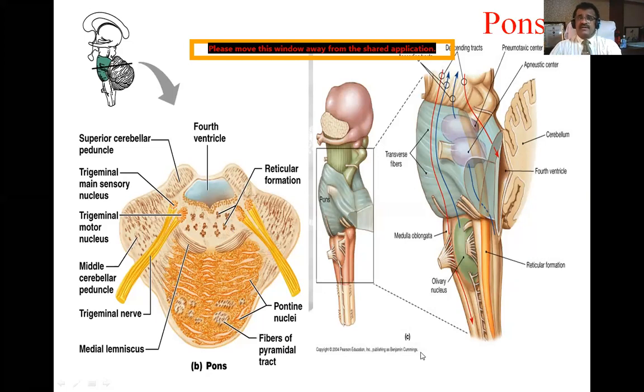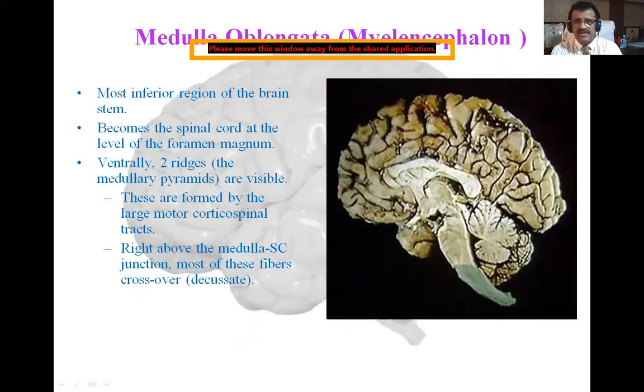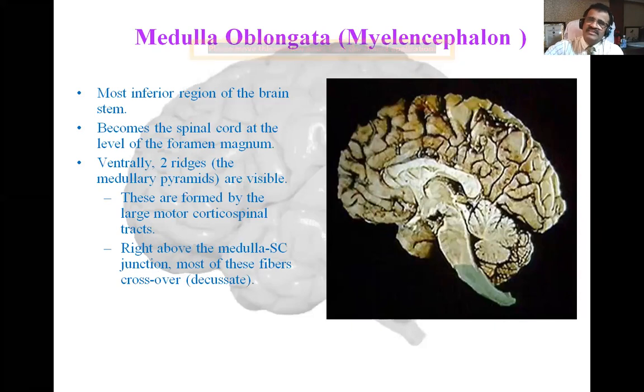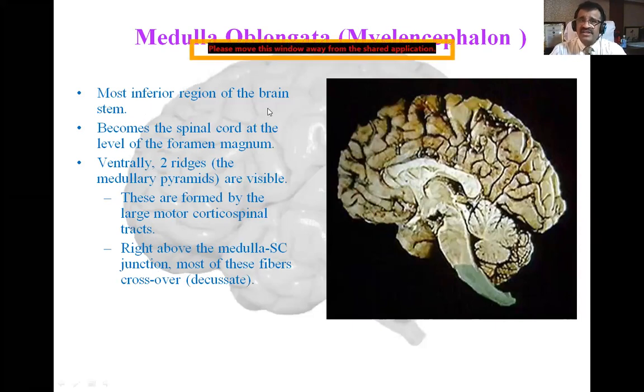Okay. Now we'll go to the last part of the brainstem, and that is the medulla oblongata. Medulla oblongata means myelencephalon. So myelencephalon with metencephalon together make the rhombencephalon. Rhombencephalon means hindbrain. So in the hindbrain we have the pons, medulla oblongata, and cerebellum, not the midbrain. Mesencephalon is the midbrain. The medulla oblongata is the most inferior region of the brainstem.